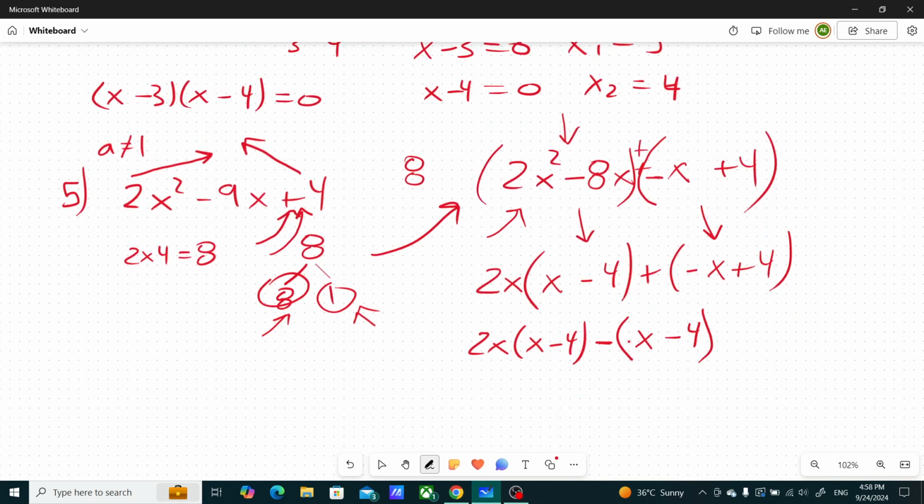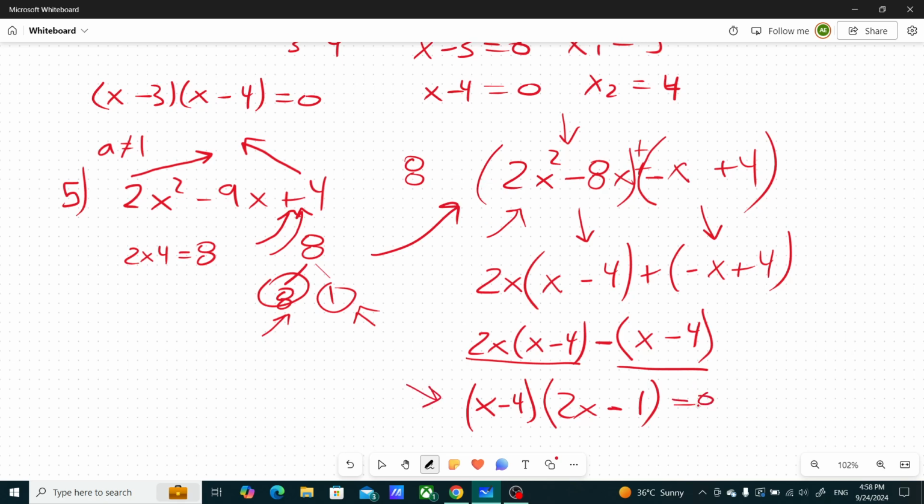my two brackets here, x minus 4 and x minus 4 alike, and that will allow me to take x minus 4 as a common between this term and this term. So when I take x minus 4 out, I'm dividing essentially each term by x minus 4. Dividing the first term by x minus 4 leaves me with a 2x, and dividing the second term by x minus 4 leaves me with a minus 1. So basically, I factorized my equation into this form.